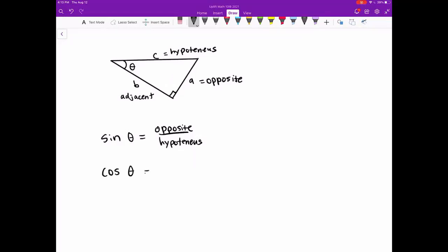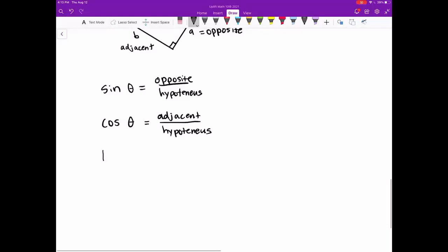The next one is called cosine. We write it short as cos, and it's the adjacent over the hypotenuse. And the last one is called the tangent. We write it as tan theta, and it equals the opposite over the adjacent.